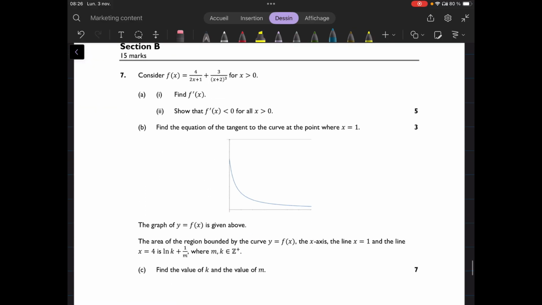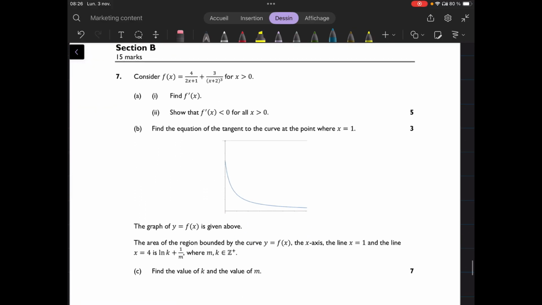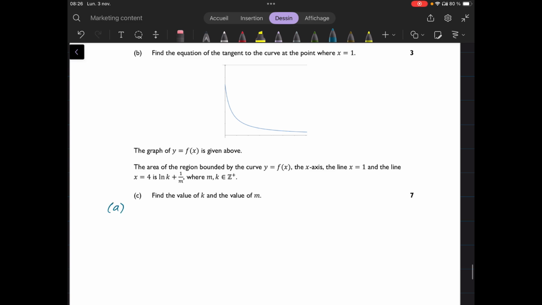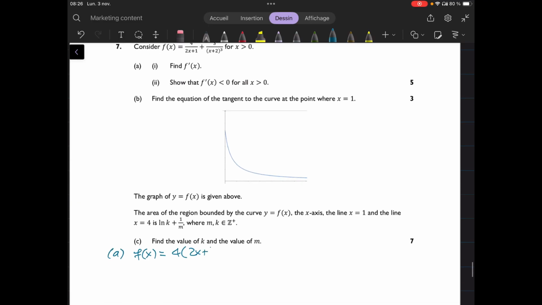Question 7. This is a section B style question. In part A, you are asked to differentiate f. So f of x is 4 times (2x plus 1) to the negative 1 plus 3 times (x plus 2) to the negative 3. I'm doing this because it would be easier for us to differentiate.